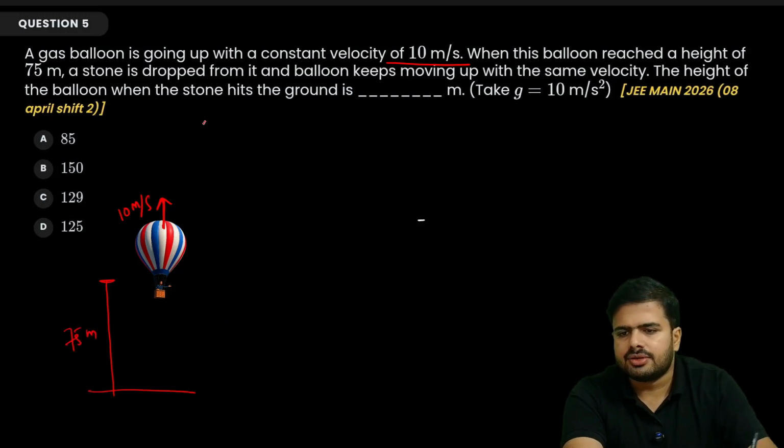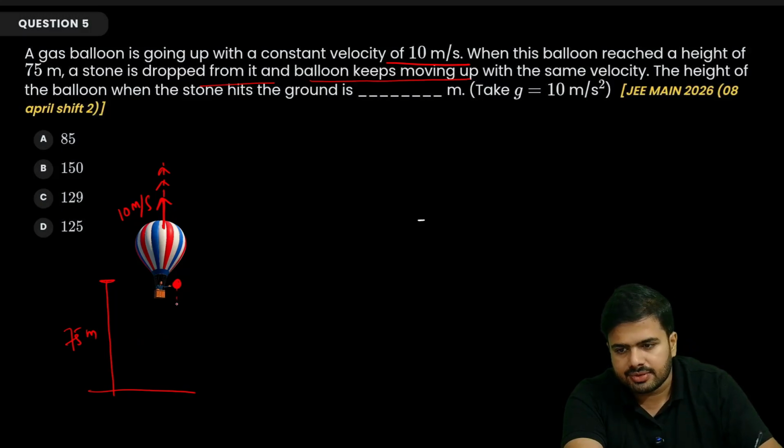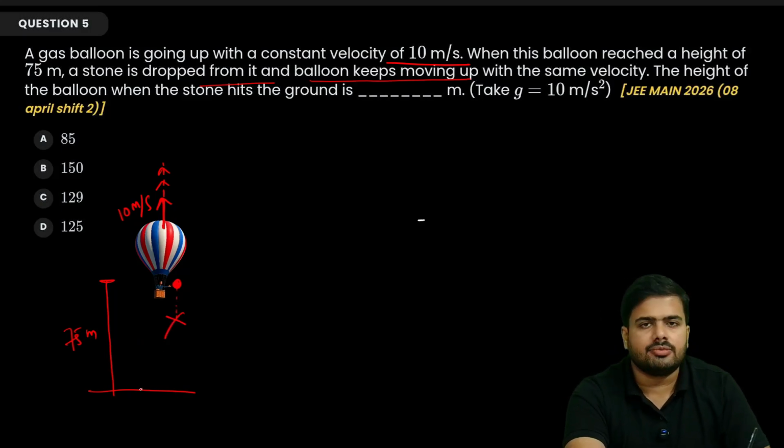Then what happened? A stone is dropped from it and the balloon keeps moving up. So after the stone is dropped, the balloon is still moving up with the same speed, continuing to move with 10 meter per second. Now think about the stone which is dropped from here. So how will the stone move? Will it move immediately downward? No, it won't move directly downward.